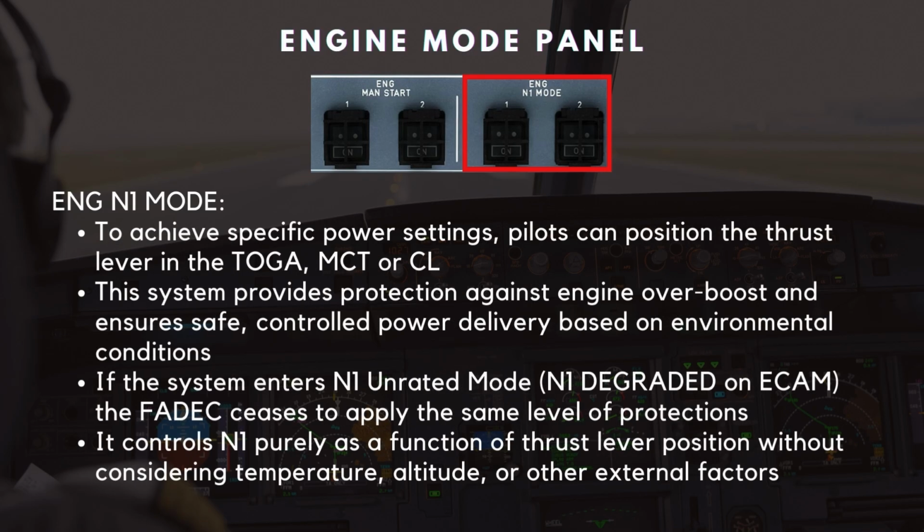To achieve specific power settings, pilots can position the thrust lever in the TOGA detent for takeoff and go-around thrust, the MCT detent for maximum continuous thrust, and the CL detent for climb thrust. This system provides protection against engine overboost and ensures safe, controlled power delivery based on environmental conditions. However, if the system enters N1 unrated mode, which may be displayed as N1 degraded mode on the ECAM, the FADEC ceases to apply the same level of protections. Instead, it controls N1 purely as a function of thrust lever position without considering temperature, altitude, or other external factors.